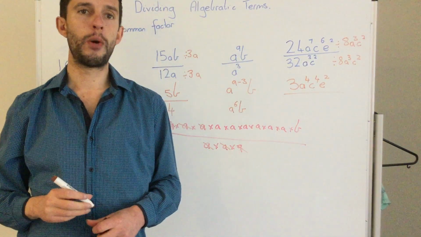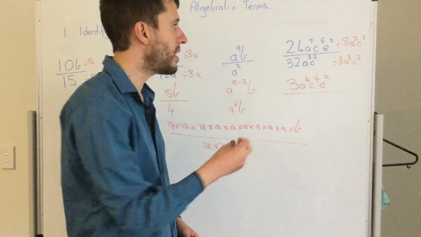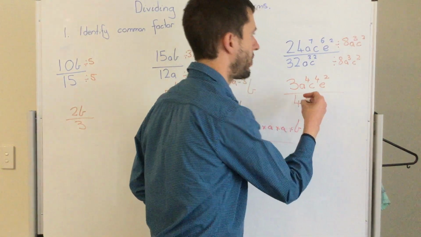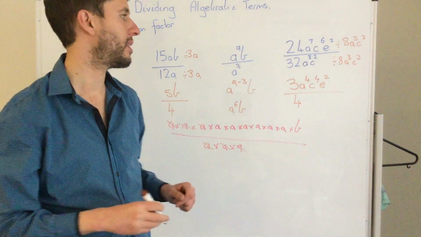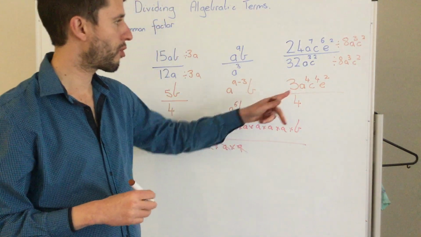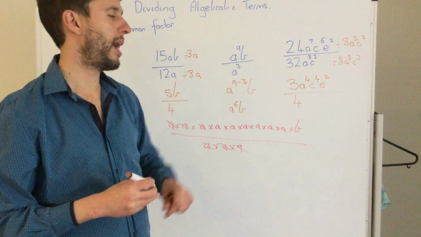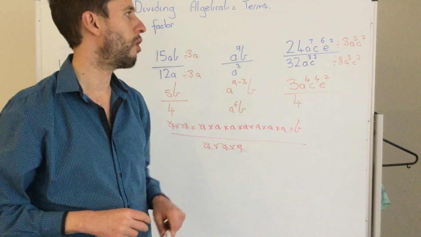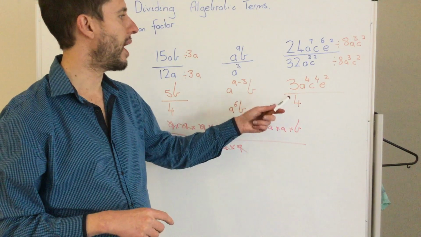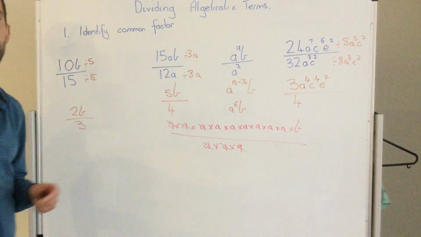Let's move to the denominator. 32 divided by 8 equals 4. And I've cancelled out my a's and my c's there. So it becomes 3 times a to the power of 4 times c to the power of 4 times e to the power of 2, and I'm dividing it by 4.